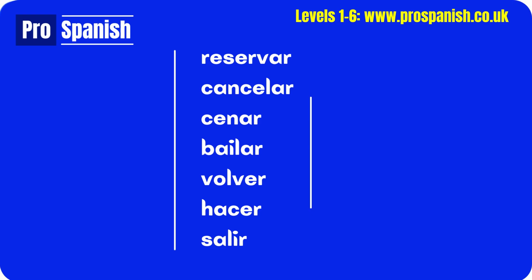Then we have hacer, which funnily enough is probably the most difficult one to remember. Hacer, but also the most important, is to do. And salir, to sally forth. So salir is to go out. Salir, to go out. So let's just try a couple of those.